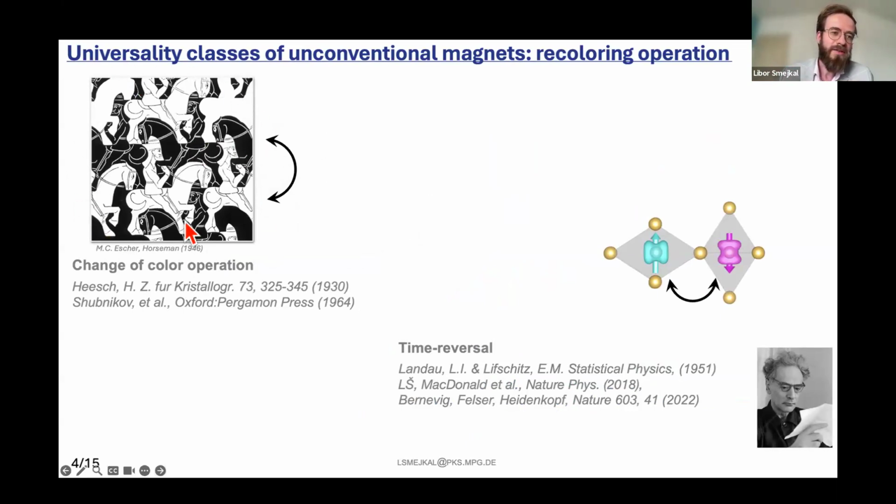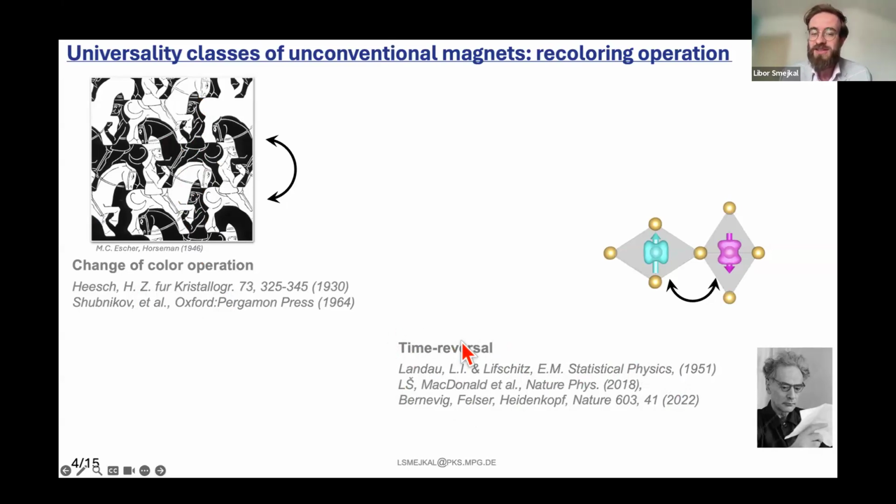What did they do? Well, they took the Escher antisymmetry operation of studying two-color patterns, for instance, this Escher painting of two horsemen, and you see that when you want to find a symmetry operation bringing these two horsemen on top of each other, you need to involve a symmetry operation which is called recoloring. So you need to change the color. And what Landau and others did, they assigned in magnetism this recoloring operation to time reversal.